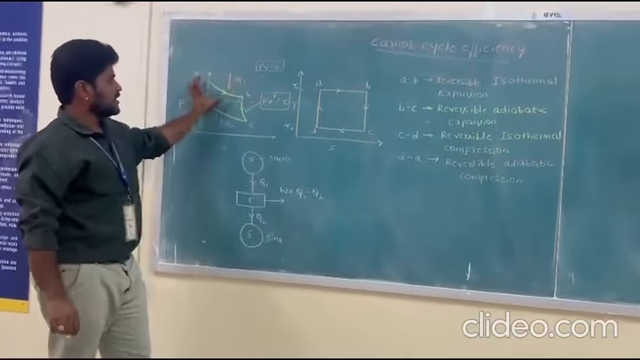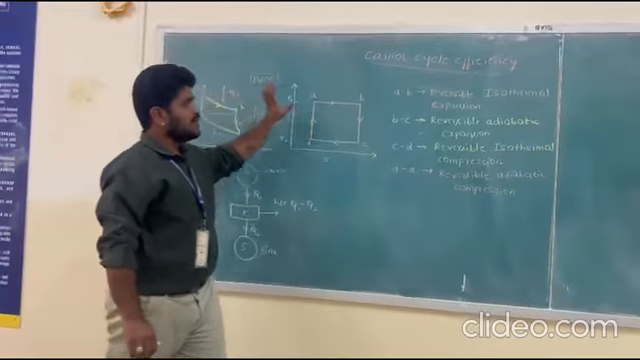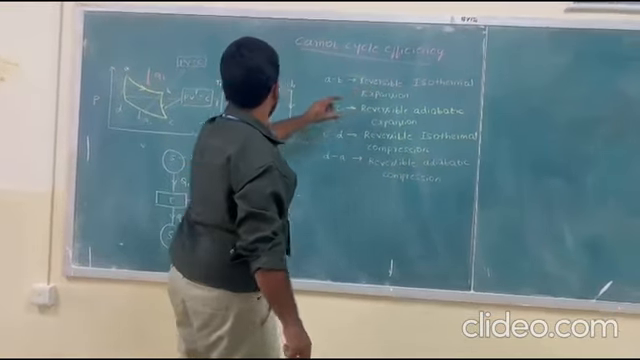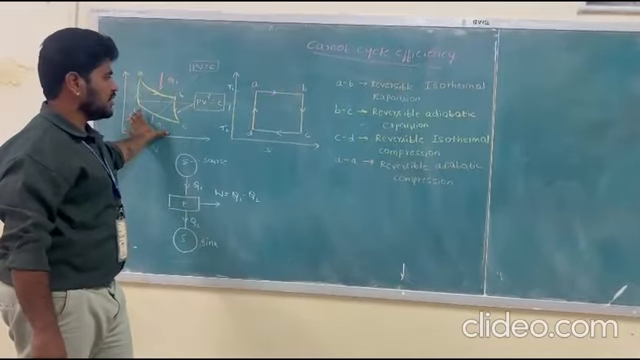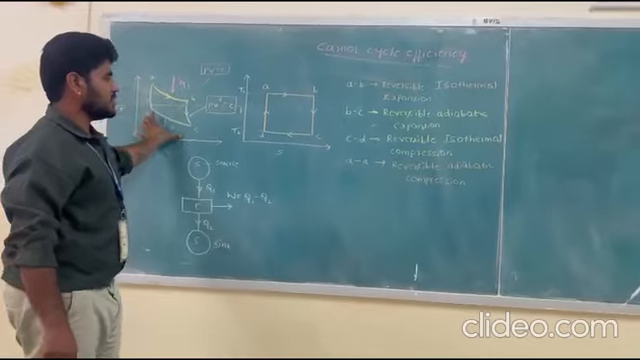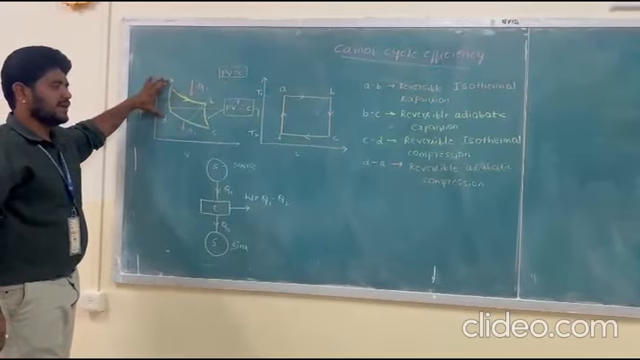We can see here that process A to B is the reversible isothermal expansion, whereas B to C is the reversible adiabatic expansion, and C to D is the reversible isothermal compression, and D to A is the reversible adiabatic compression.